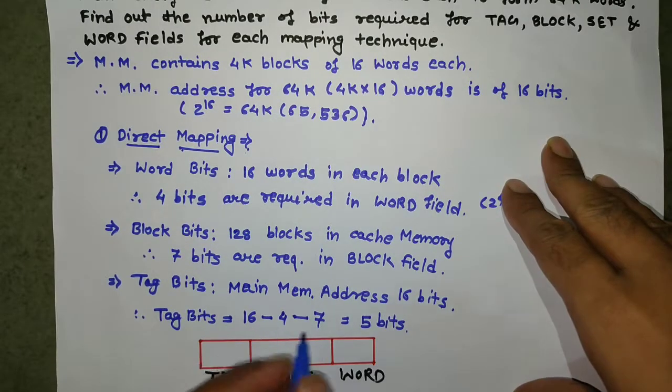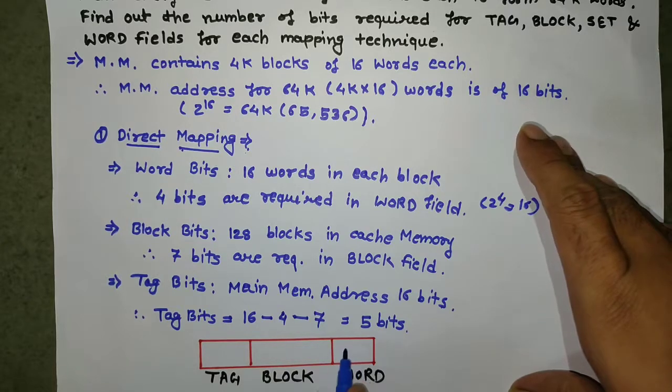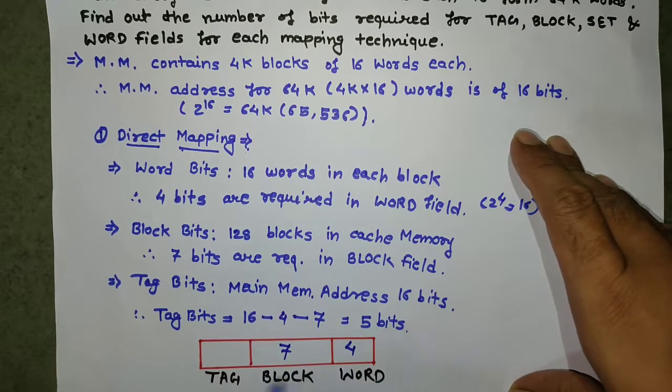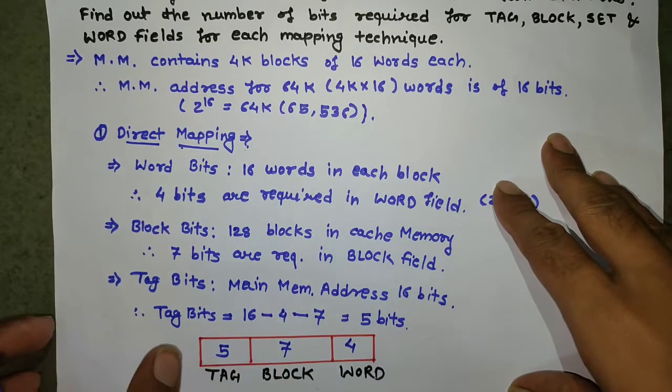So how many bits have we considered here? We have calculated here, for word 4 bits, for block 7 bits, and for tag 5 bits. So we will show it in this diagram like tag, block and word. This is the direct mapping technique. Next we will solve the associative mapping technique and the block set associative mapping technique.